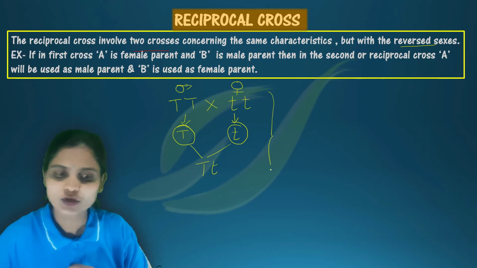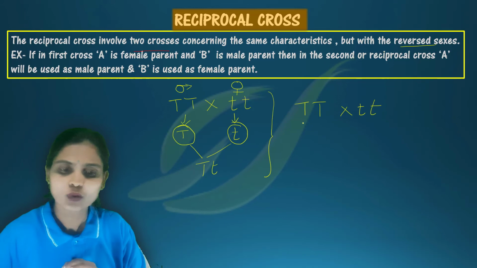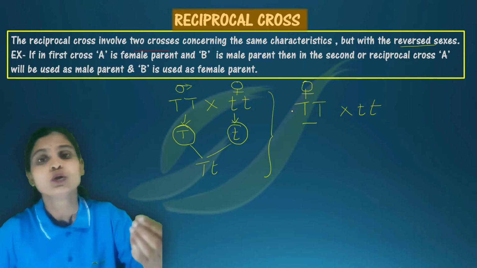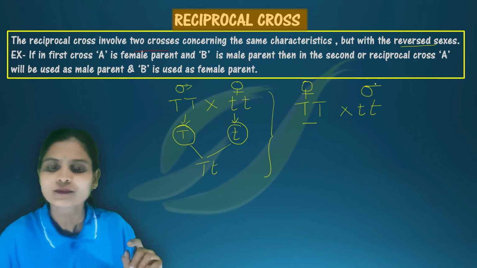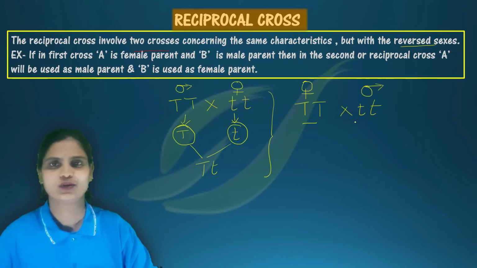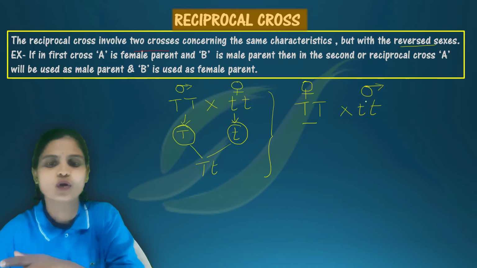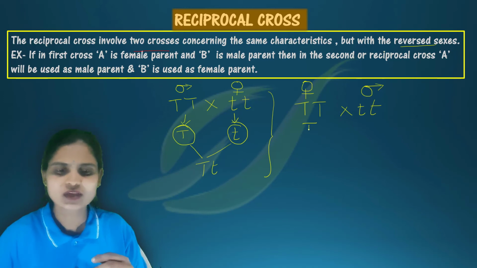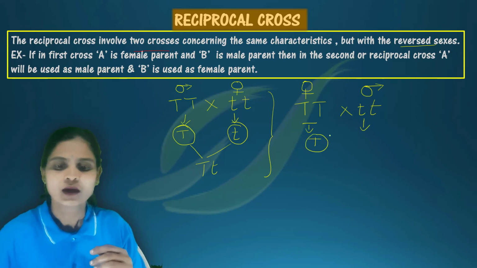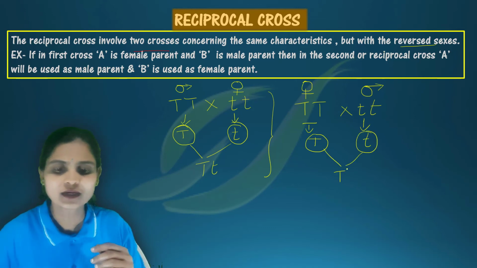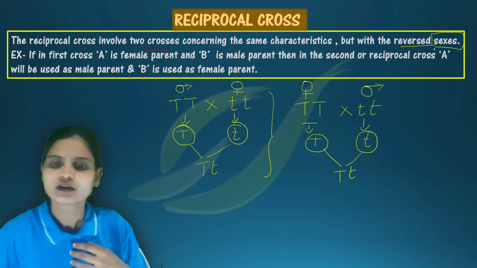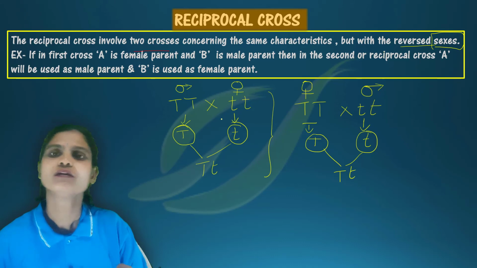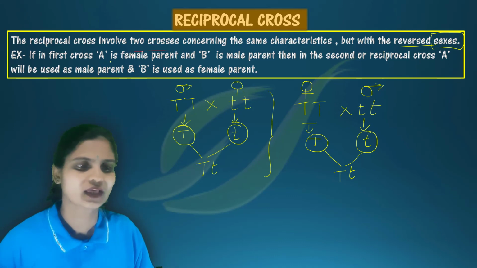In the next cross, you are taking capital T and small t, but now you are considering the tall plant as the female. So you take the dominant plant as female, and the male is the recessive, dwarf plant. The dwarf plant is the male and the tall plant is the female. Here it is reversed. The process and everything else is the same, but what we have reversed is the sex of the plant whose gametes you are collecting. The same thing is given in the example.